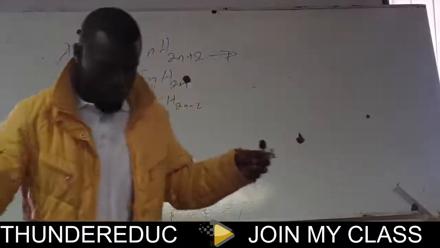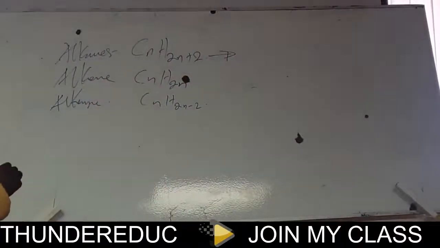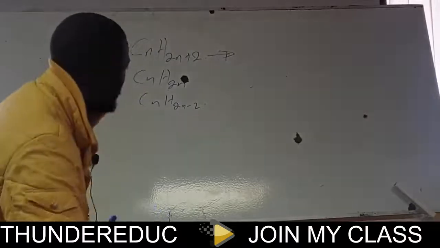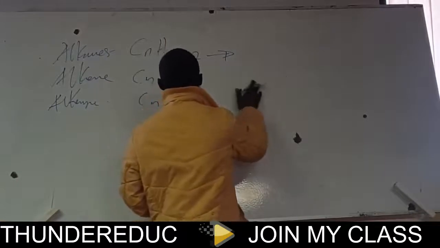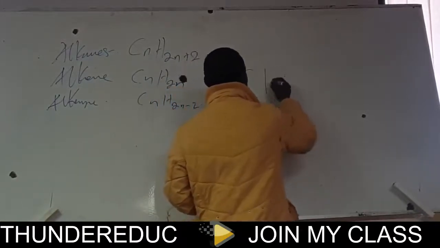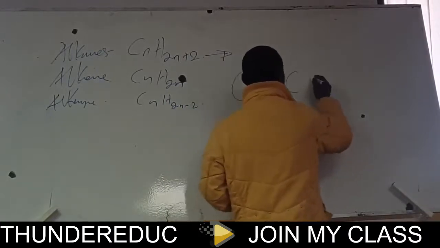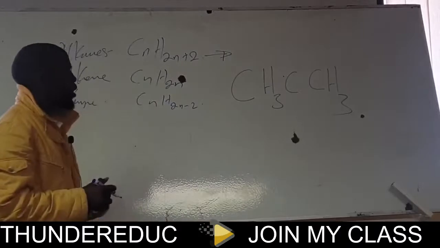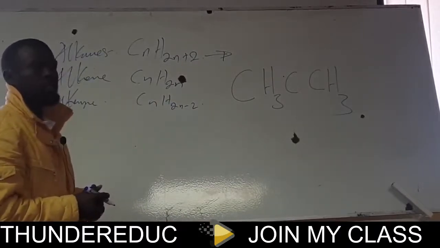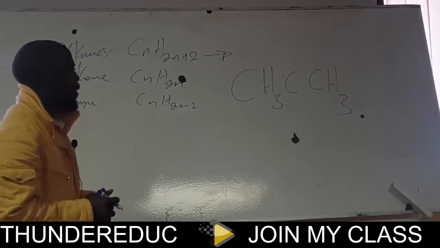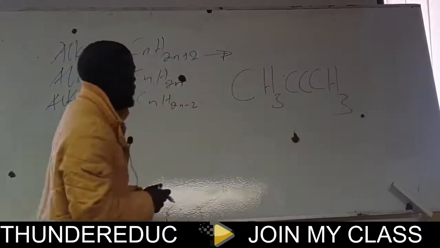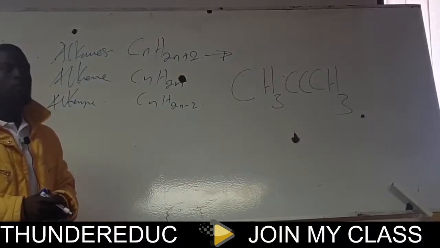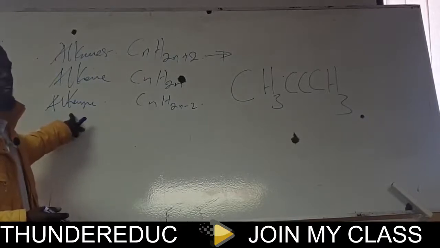Remind me about the alkane and alkyne. If I write like this, C... Which homologous series is that among the three? It must have another C there. I think it's the last one. Alkyne. Why are you saying alkyne?